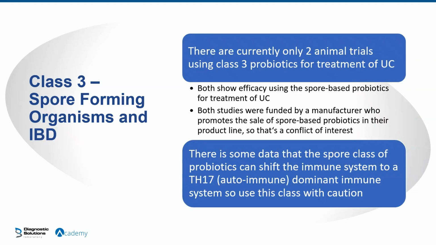There are 2 animal trials looking at class 3 or spore-forming probiotics for ulcerative colitis. Both are showing efficacy utilizing the spore-based probiotics. However, I will say that the studies are funded by the manufacturer, so there is a little bit of a question mark there. There is some mixed data that says that spore-forming probiotics might increase Th17 or the autoimmune response, but there's also other data that says that that's not as much of a problem.